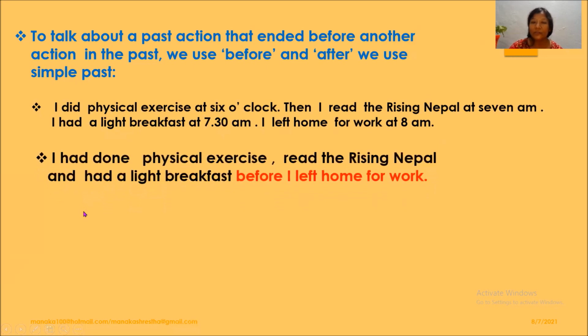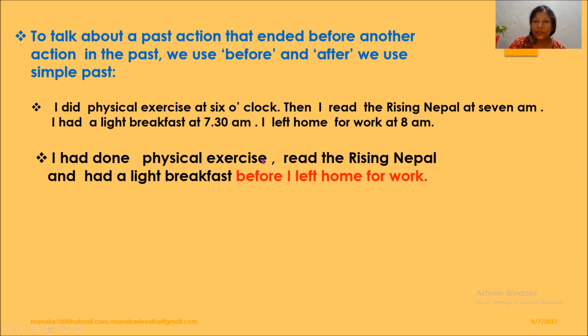I had done physical exercise, read the Writing Nepal, and had a light breakfast before I left home for work. Okay, before I left home for work is in simple past, and the other sentences are in past perfect because they happened first. So the first action is written in past perfect. This is the rule. Okay.